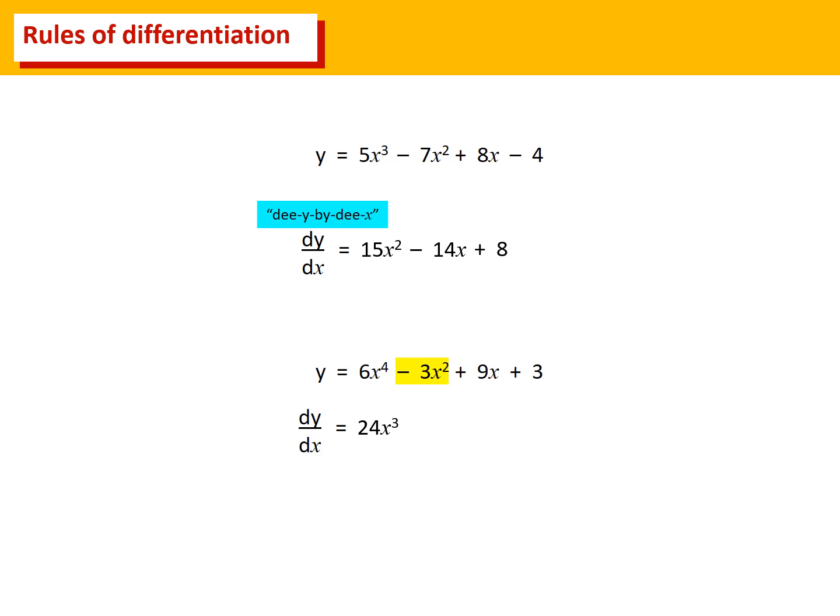The second term, we bring the power down, so it's subtract 2 times 3x. 2 was the power we brought down. And when we reduce the power by 1, 3x squared becomes 3x. So minus 2 times 3x, minus 6x. Remember up here that plus 8x became plus 8. When we differentiate 9x, it becomes plus 9. And the constant on the end, when we differentiate, just is lost. Okay, so those are the rules for differentiating.